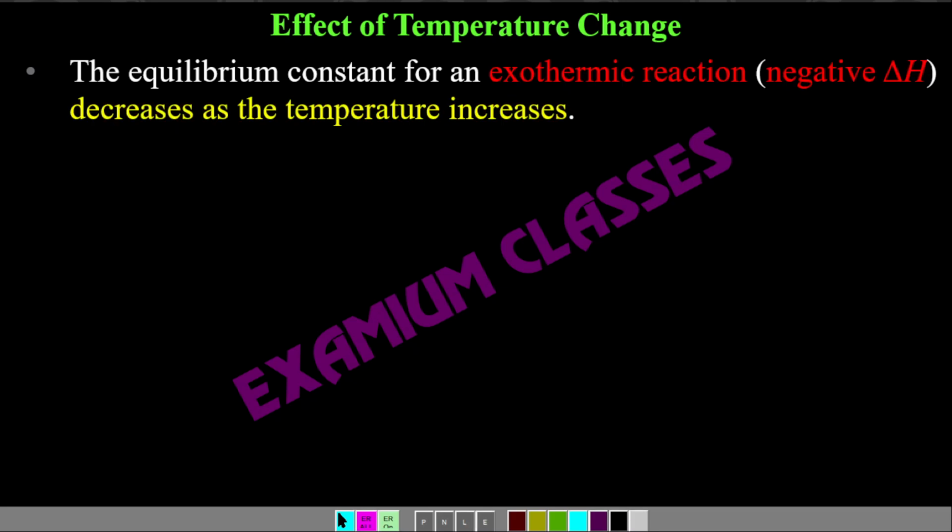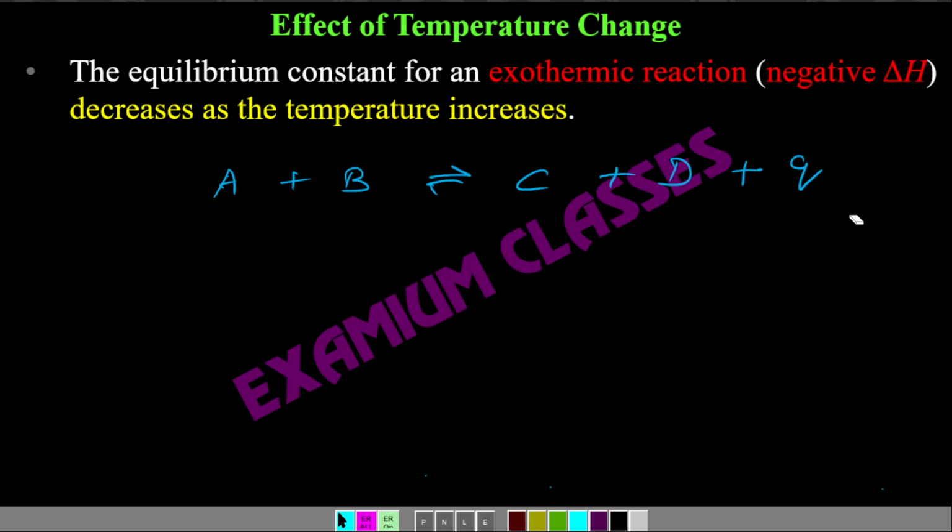Why am I saying that for an exothermic reaction, the equilibrium constant decreases as the temperature increases? Remember, in this case, I am not saying the equilibrium moves in the forward direction or in the reverse direction. I am saying the equilibrium constant itself decreases as the temperature increases. Understand it. How? Suppose I have a reaction, A and B react and they give you C and D, and this is an exothermic reaction. Heat will be produced in an exothermic reaction, meaning heat is a product. That will increase the temperature.